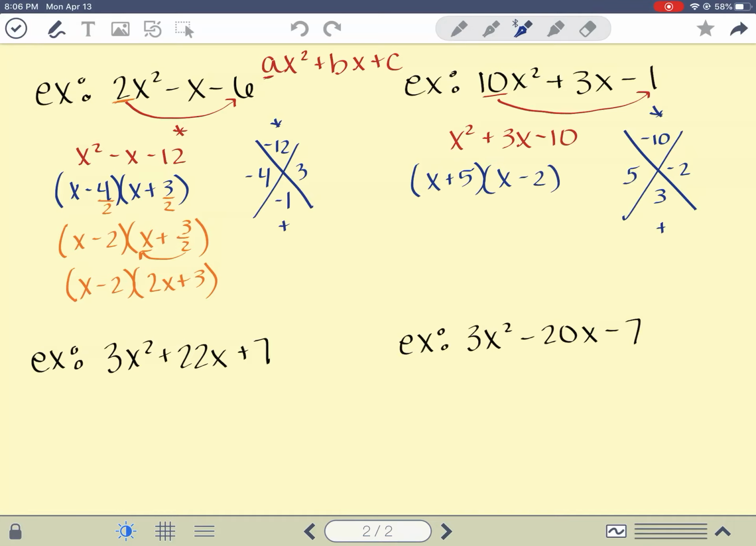So I've got x plus 5, and my other factor is x minus 2. From here, I take this a value and bring it down. In the first set, x plus 5 over 10 becomes 1 over 2. In my second set of parentheses, negative 2 over 10 becomes 1 over 5. Again, I don't want to leave it as a fraction, so I slide it up to the front. My first set is the quantity of 2x plus 1, and the second set is the quantity of 5x minus 1.